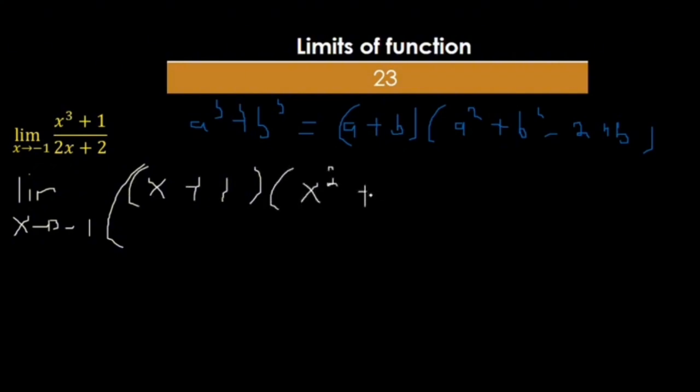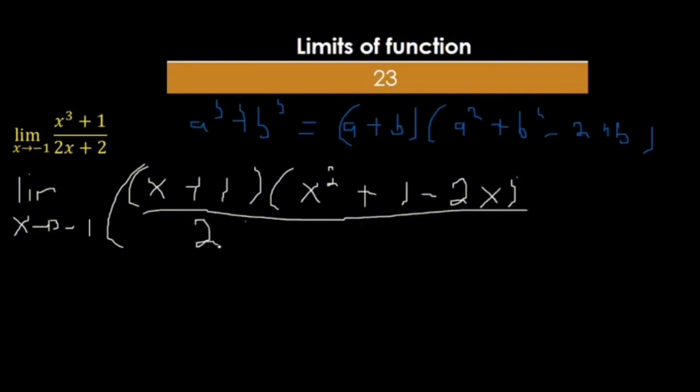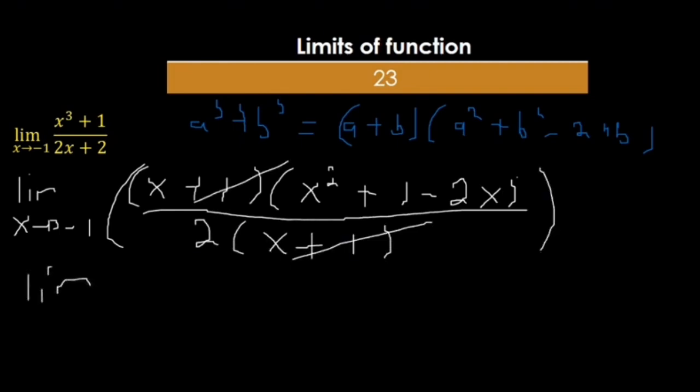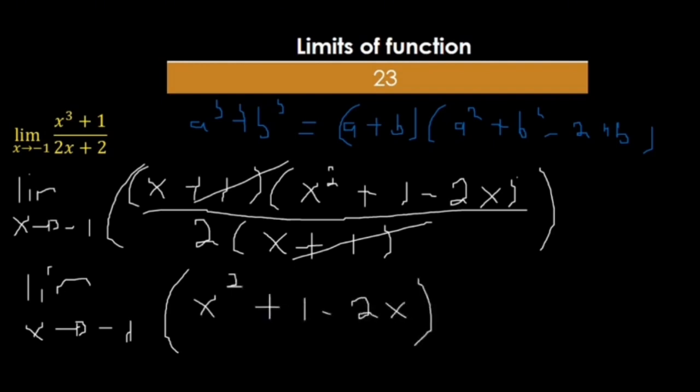x square plus 1 minus 2x all over 2 into x plus 1. This and this will cancel out. We are going to be left with what? Limit as x tends to minus 1 of what? x square plus 1 minus 2x.